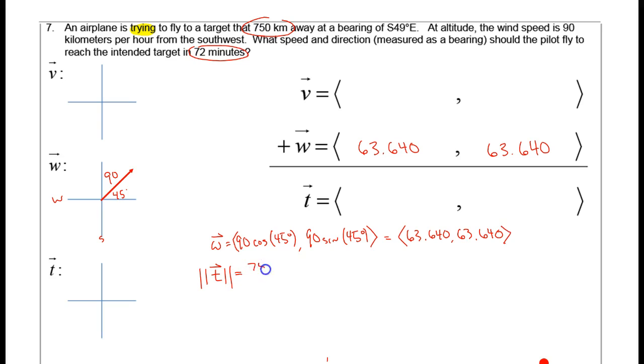So that's going to be 750 kilometers divided by 72 minutes. Well, I don't know about you, but I don't want to use a problem in kilometers per minute, so I'd rather do 750 kilometers per 1.2 hours, because 72 minutes is 12 minutes more than an hour, and 12 minutes is 0.2 hours. So when I go ahead and do that division, I get a speed of 625 kilometers per hour. So that's going to be the magnitude of my true vector.